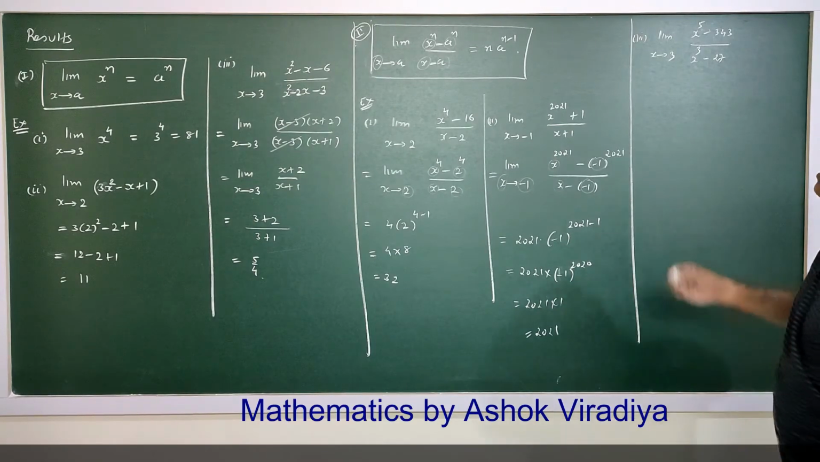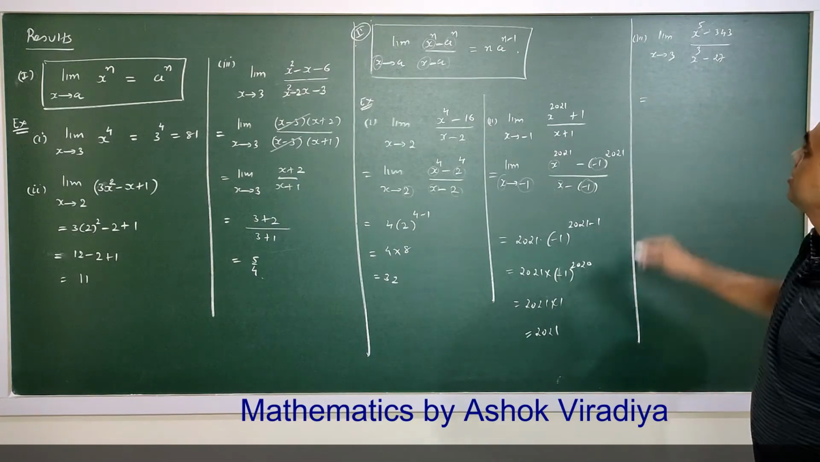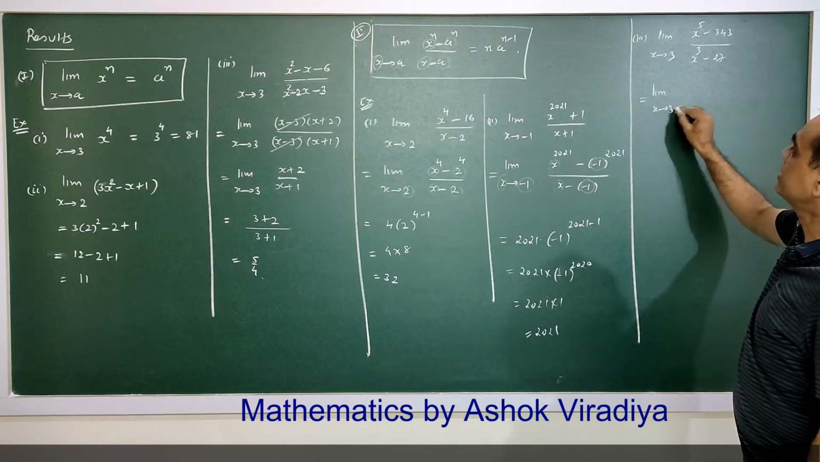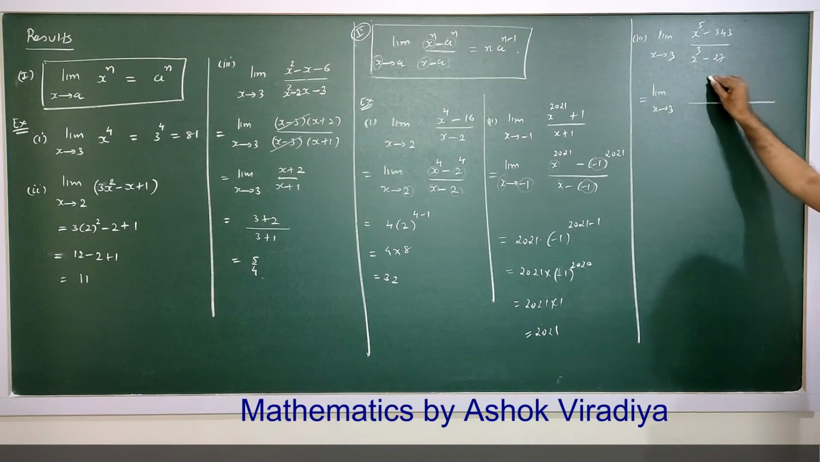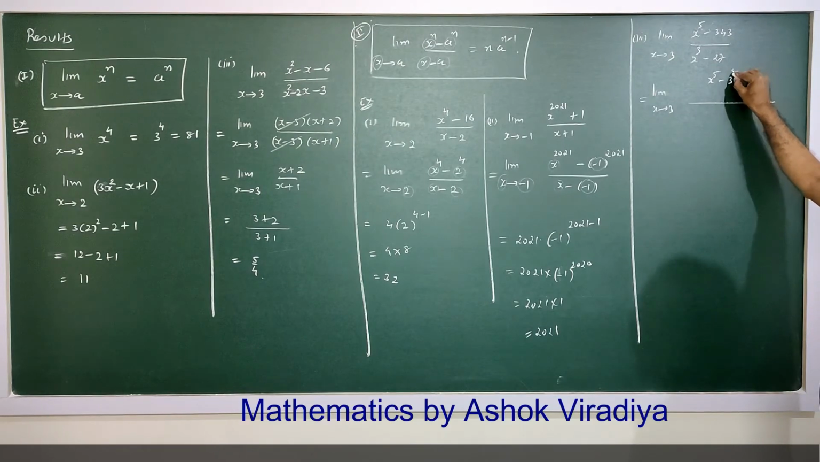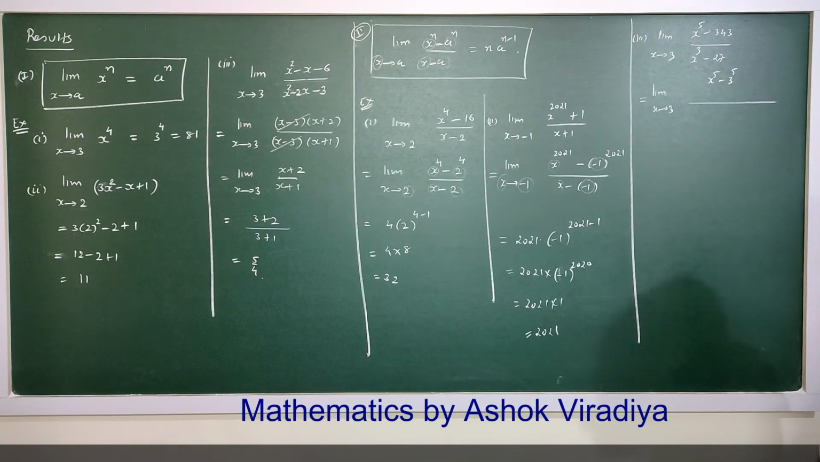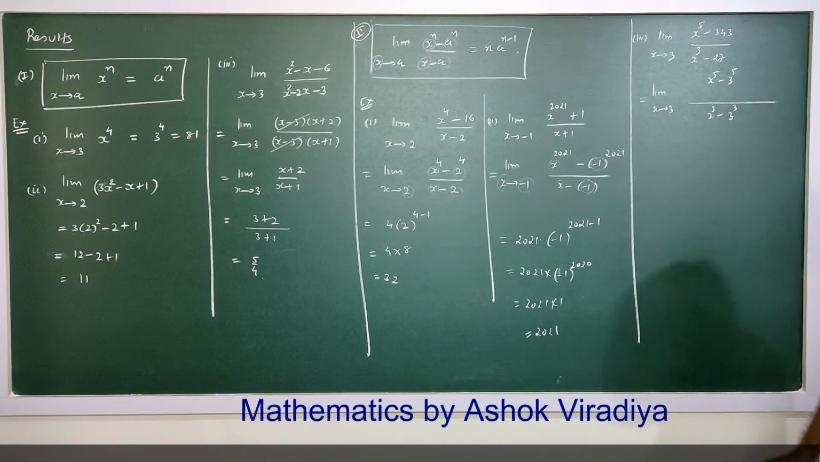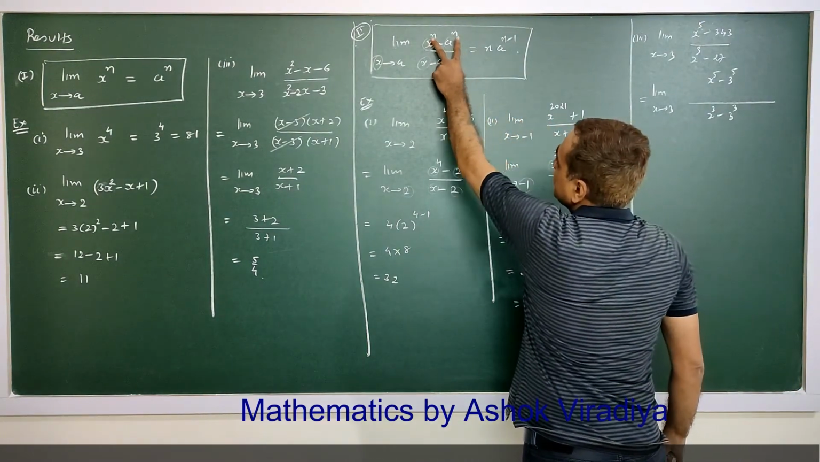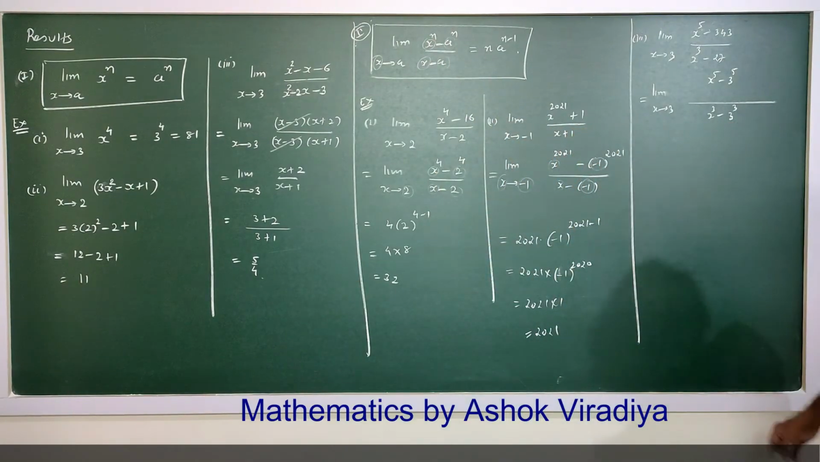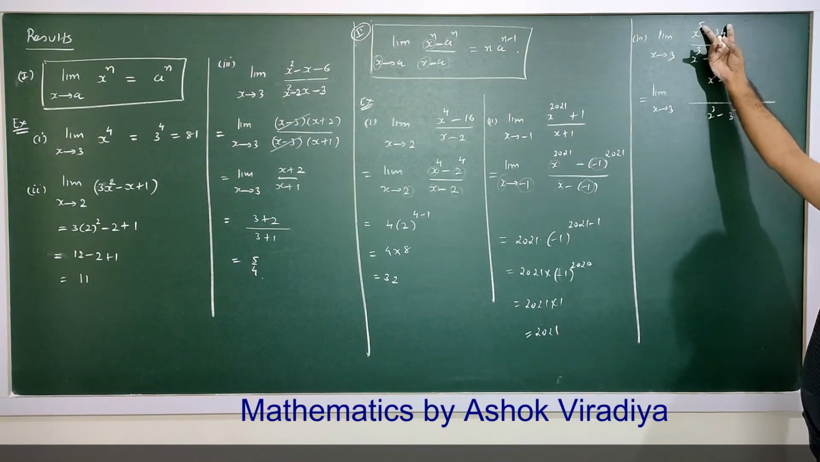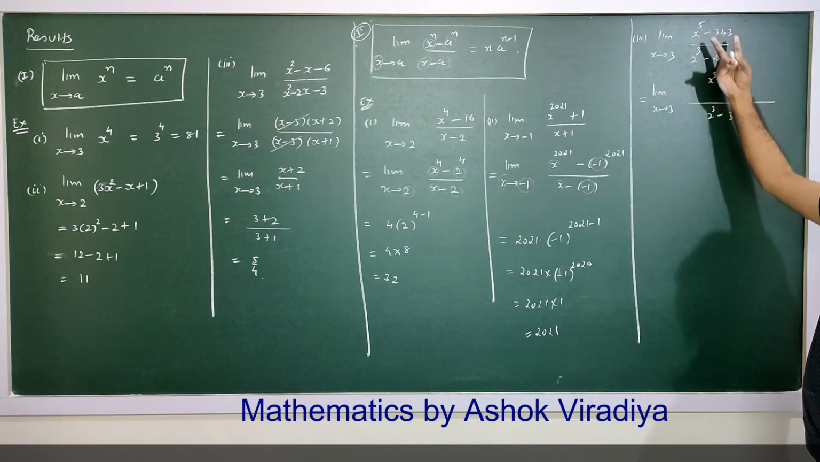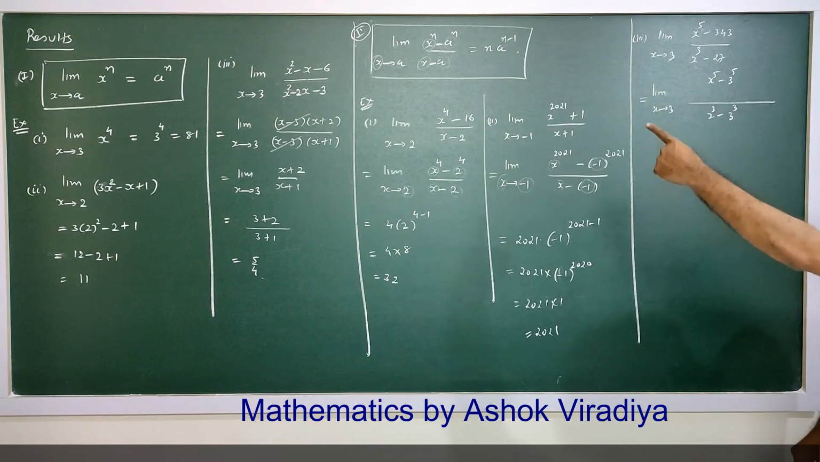So see, here limit x tends to 3, x raised to 5 minus 343. 343 I am putting as 3 raised to 5. And x cube minus 27 is 3 cube. Here in this pattern, power is in numerator, not in denominator. Power is in numerator and denominator, both, in this question. We don't want it in the denominator.